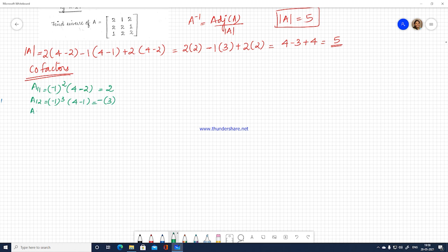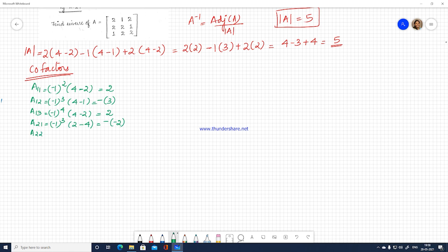Then A13 is equal to minus 1 raised to 4. Cover this column. That will be 4 minus 2. So that is 2. Now we have A21. That is minus 1 raised to cube. Cover the column, row. 2 minus 4. That is minus of minus 2.